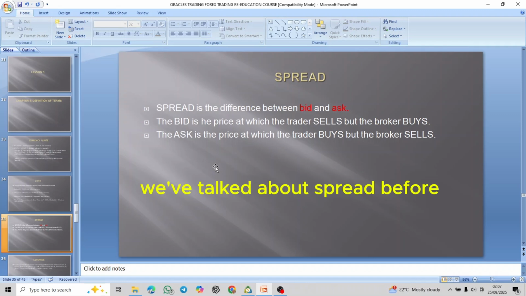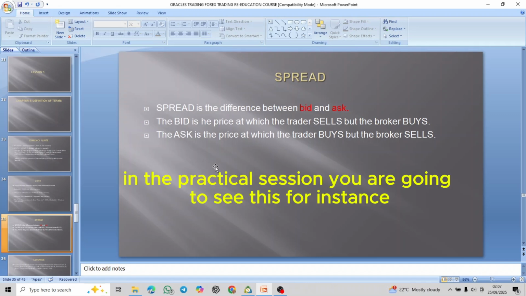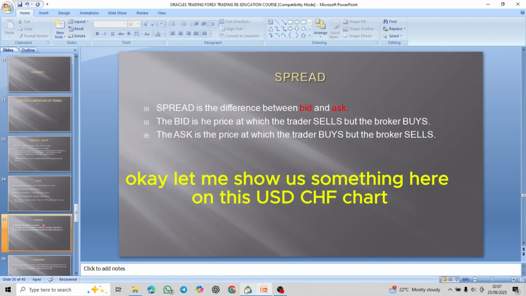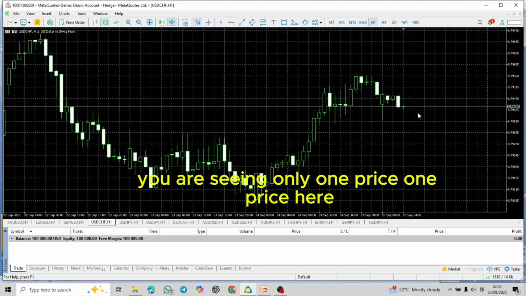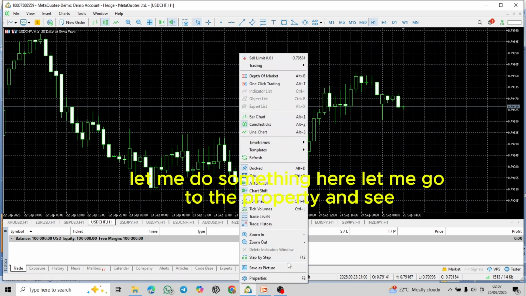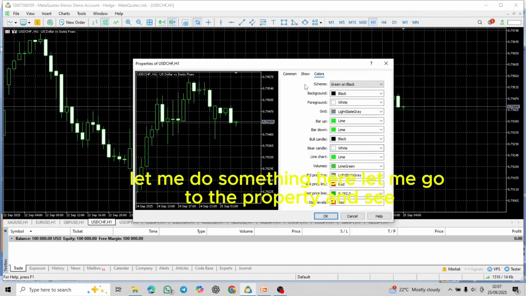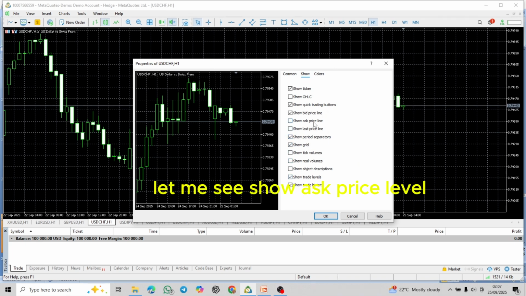We'll talk about spread. We've talked about spread before, but just for a reminder, spread is the difference between bid and ask. In the practical session, you are going to see this. For instance, let me show us something. Here on this USD CHF chart, you are seeing only one price, but there is something. Let me go to the properties and see. Let me add period separator. Let me show ask price level.